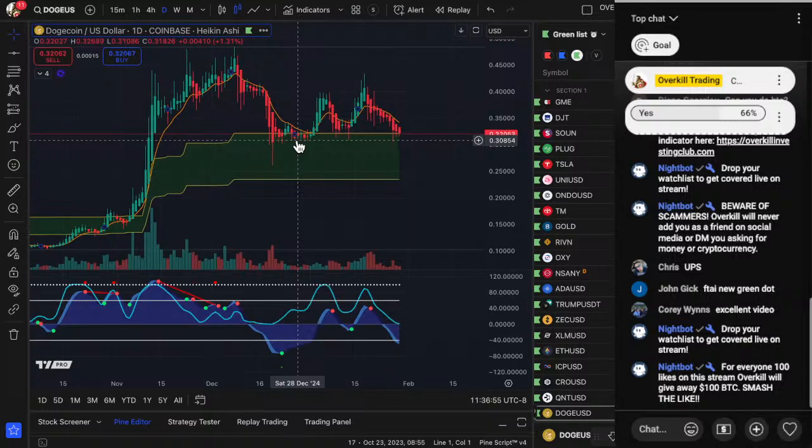Dogecoin. How do you really say Dogecoin? Is it Dogecoin? Dogecoin?